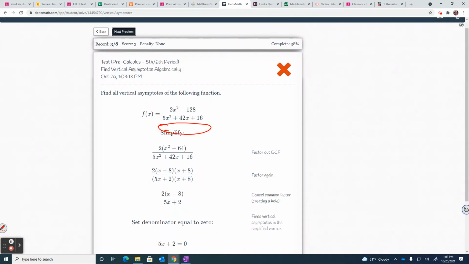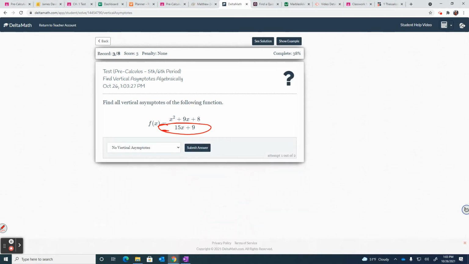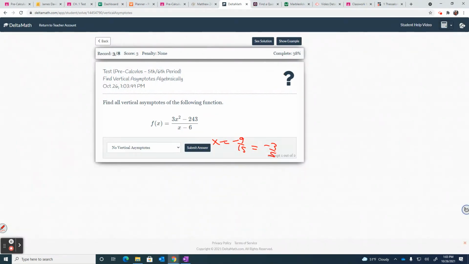But this one factors into 5x plus 2 times x plus 8. If you don't know how to factor that, okay, again, if you skip that one, just ones where it has a number in front. Don't skip any other ones. Most of them you should be able to factor. This one you're just going to solve for x. You get x equals negative 9 over 15. So reduce that, negative 3 over 5. And then again, you just need to plug it in here and make sure you don't get 0. I'm going to show you a couple more. There are some factoring ones, I believe.